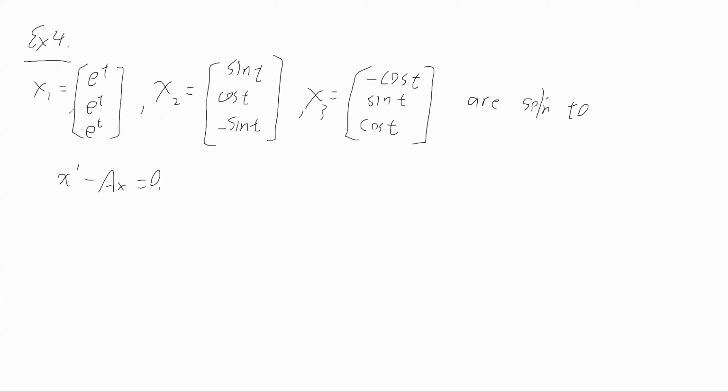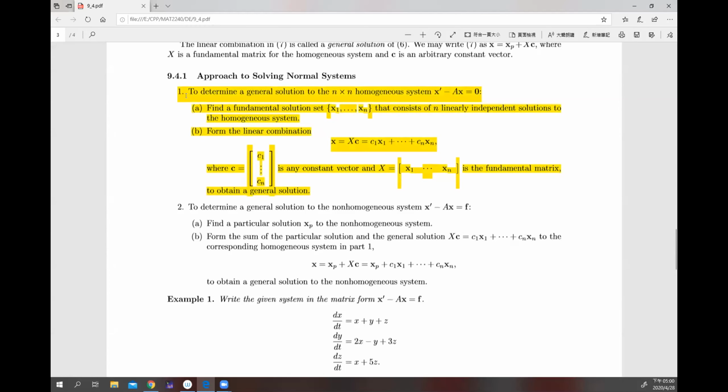All right, example 4. So we have these 3 vector functions, x1, x2, and x3, and they are solutions to the system x prime minus x equal to 0. Equal to 0 meaning that's a homogeneous case. So let's pause here, go back to our notes, and look at how we can come up with a general solution. All right, so 9.4.1, approach to solving a normal system. Since we are looking at a homogeneous case, equal to 0, we're looking at the first one.